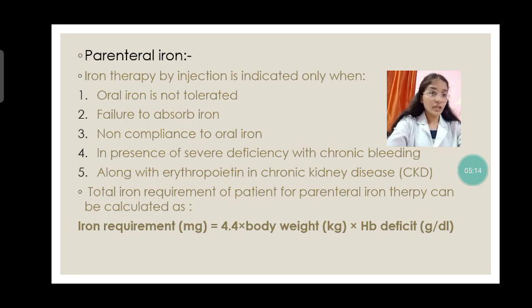Now, for injecting parenteral iron, there is a requirement for calculation of iron requirement. Iron requirement can be calculated by a simple formula, that is 4.4 into body weight in kg into hemoglobin deficit in gram per dl.